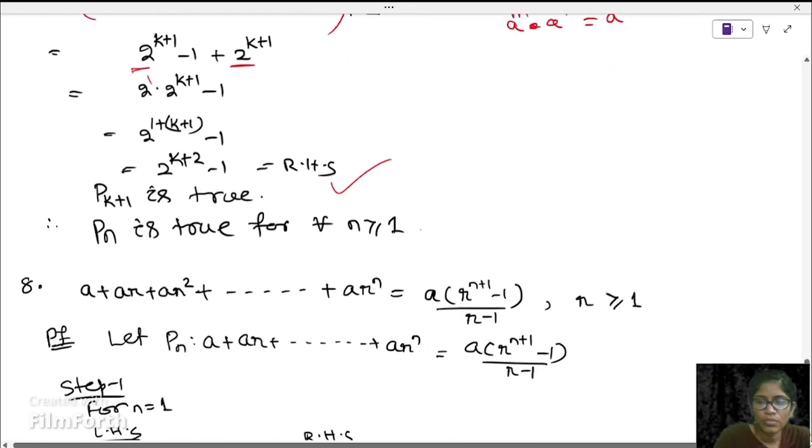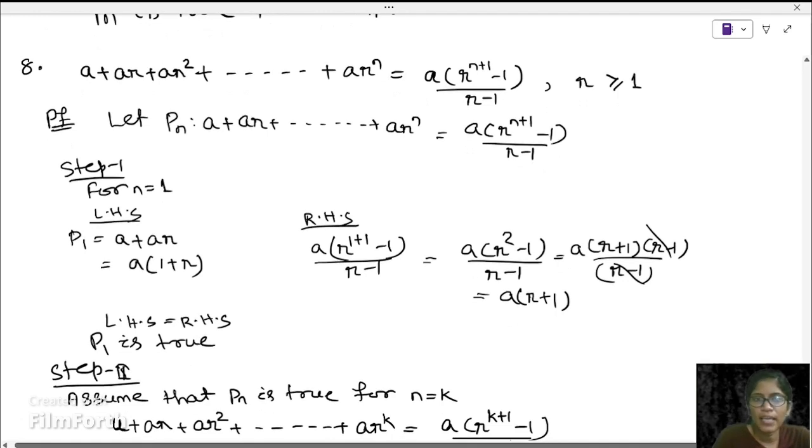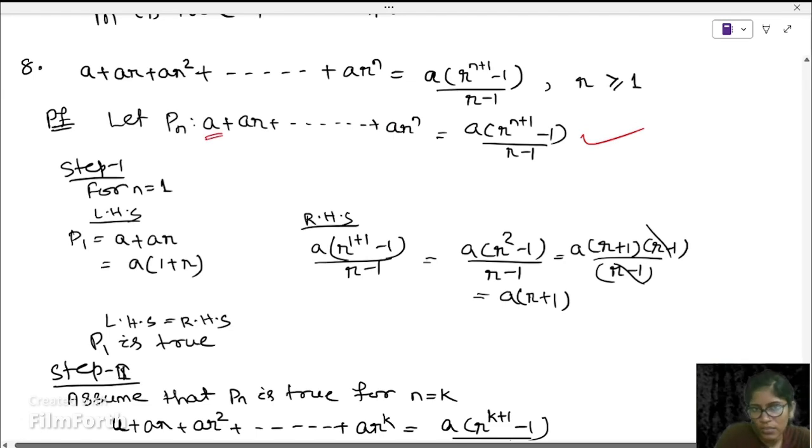Now move to question number 8. Pn is equal to a plus ar plus ar square plus up to ar to the power n minus 1. In all cases, you have to take the question as Pn. For n is equal to 1, P1, that means first fix a, and from these we put the value, a r to the power 1, a r square, plus up to dot dot, that means n minus 1 power of r.